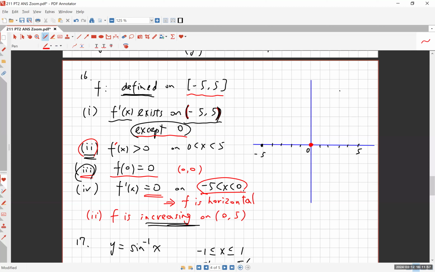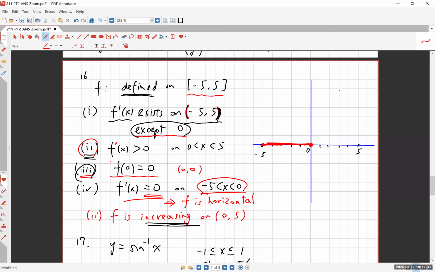What in the world does that mean? Well, that means that f has to be horizontal. It has to be flat, constant in this interval. The problem doesn't say f has to be continuous everywhere. But if you want a continuous function, basically, this is the only choice you can make. It has to go from -5 to 0 all along the x-axis so that the derivative is 0 at every point between -5 and 0. Okay, so that's half of the problem.